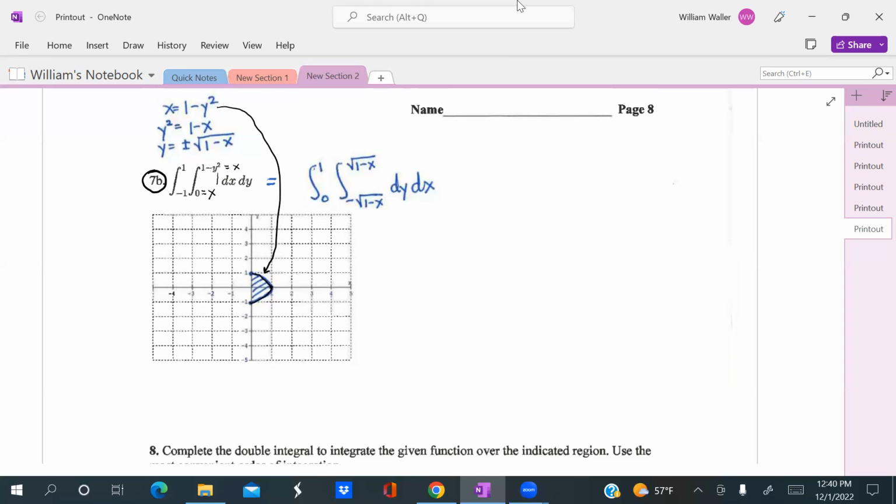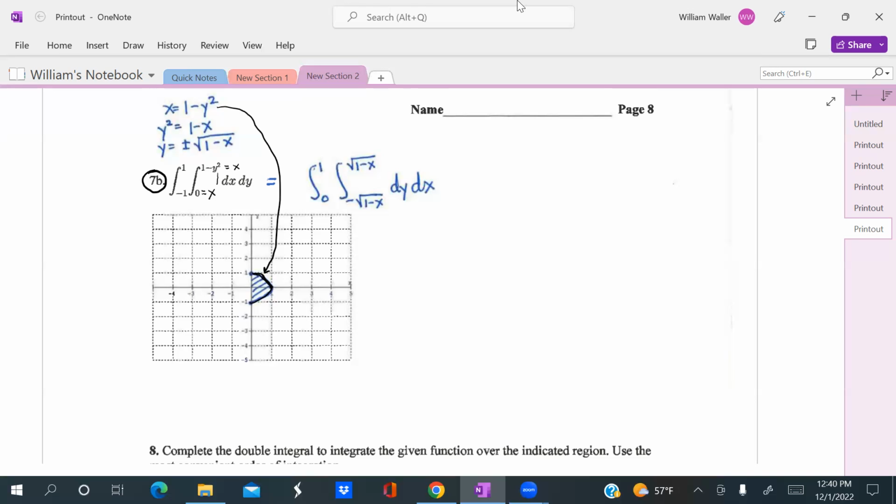So if you take x equal 1 minus y squared and solve that for y, write that as a function of x instead of as a function of y, well, you get y is going to be plus or minus the square root of 1 minus x. So that means this top curve's formula is y equal positive square root of 1 minus x, and this bottom curve is y equal minus the square root of 1 minus x.